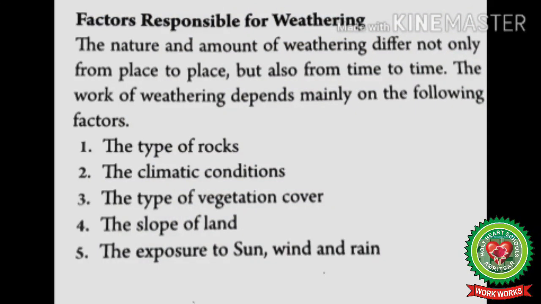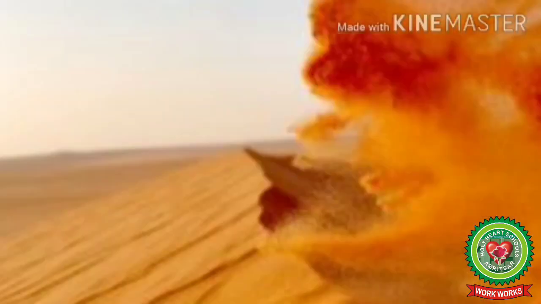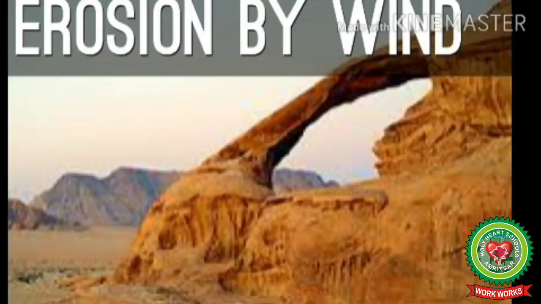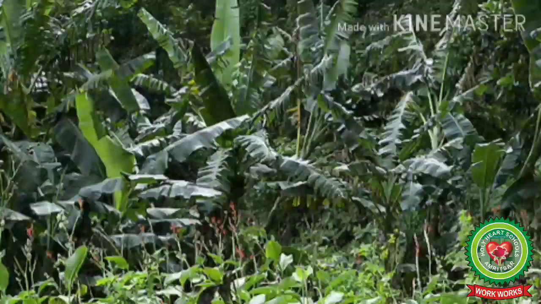At last we have the exposure to sun, wind and rain. These three form the main agents of weathering, especially in the arid, semi-arid and equatorial regions of the world.